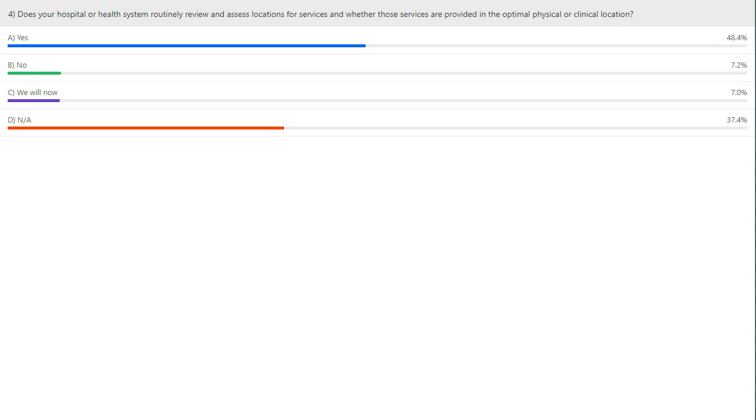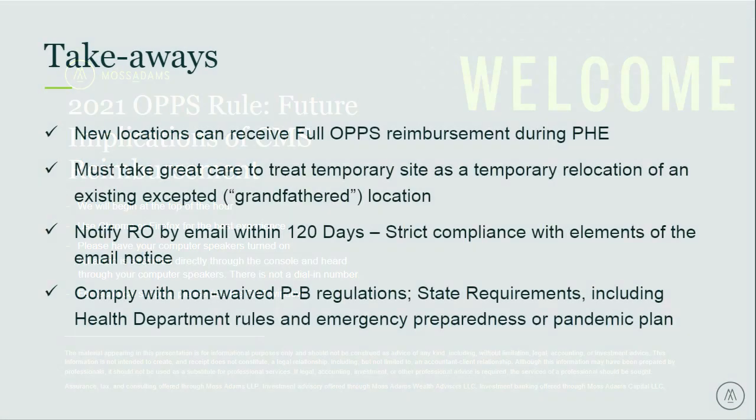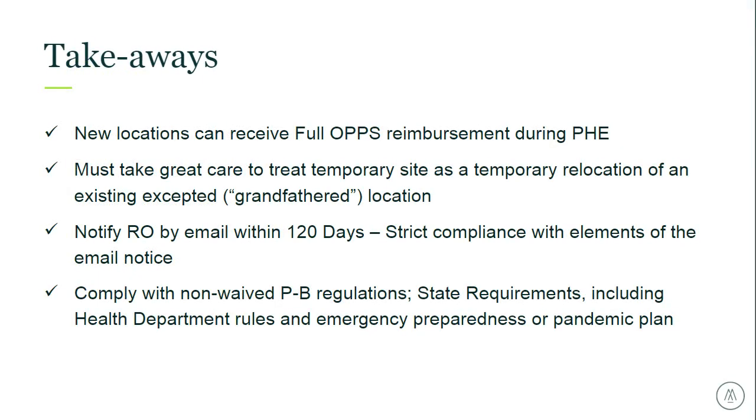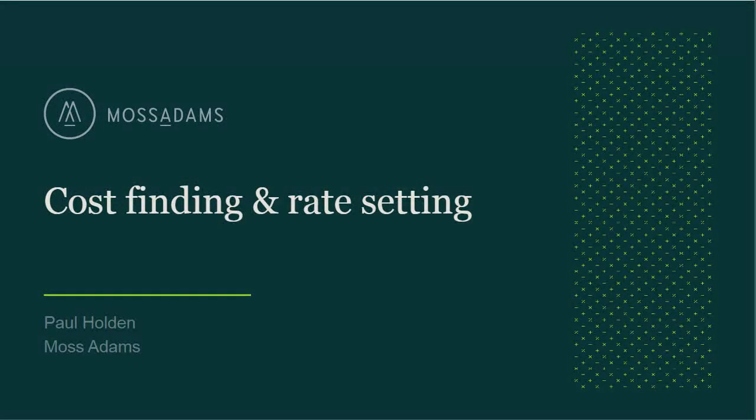I wish I did. Let me wrap up with some of the key takeaways that are worth knowing in the context of these new locations. You can get proper OPPS reimbursement during the public health emergency, but you've got to do it right with the notifications that are in the rules. The materials are in your readings. So with that, let's move on to our next topic and keep us moving along. Paul, on cost finding and rate setting.